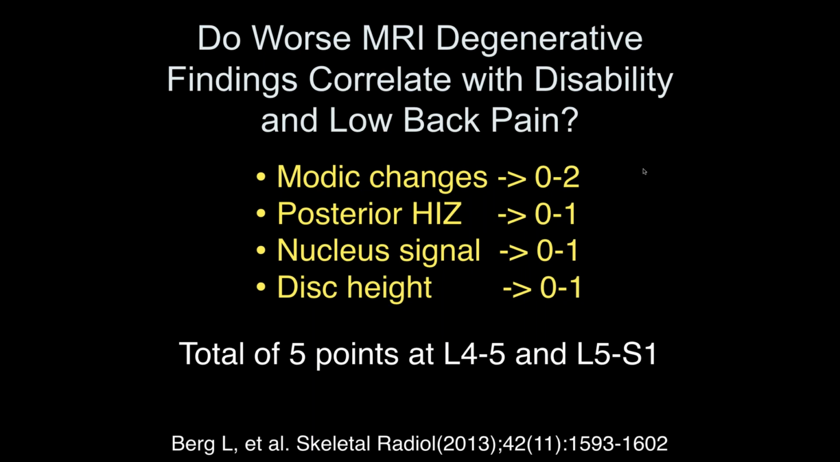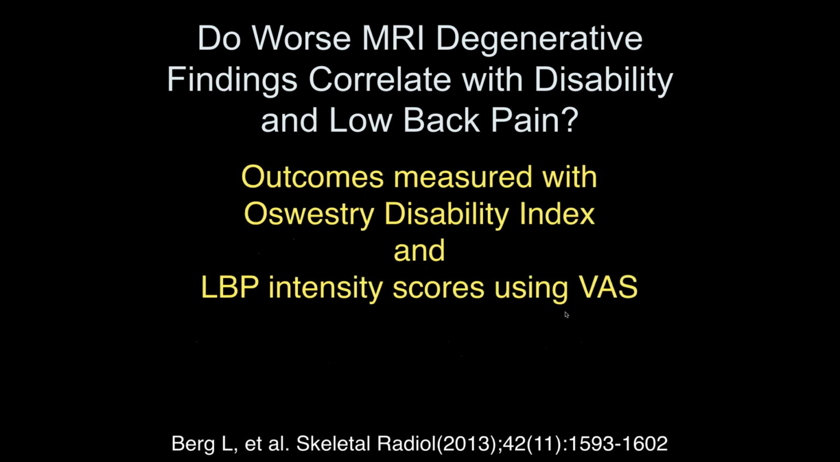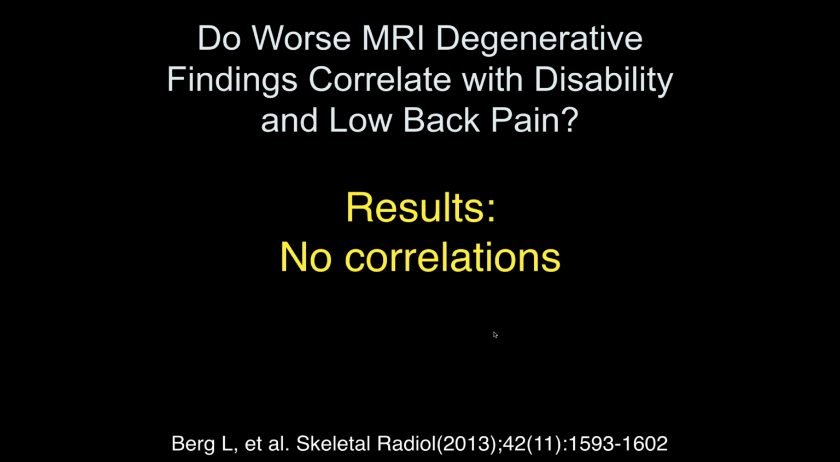Hopefully. So here's a question from a paper in Skeletal Radiology. Do worse MRI degenerative findings correlate with disability and low back pain? What they did was create a 5-point system where they graded Modic changes 0 to 2, with 0, 1, and 2 being the different Modic changes, whether you have a high intensity zone, whether the nuclear signal is normal or abnormal, and whether you've got loss of disc height. And then they took standard outcome measurements from lumbar spine scoring systems, and they found that there was no correlation between symptoms and disability in the low back and degenerative findings as scored on that scoring system.